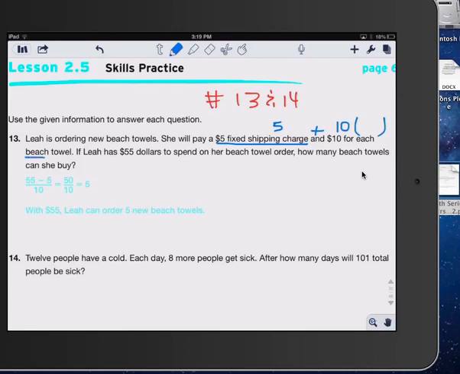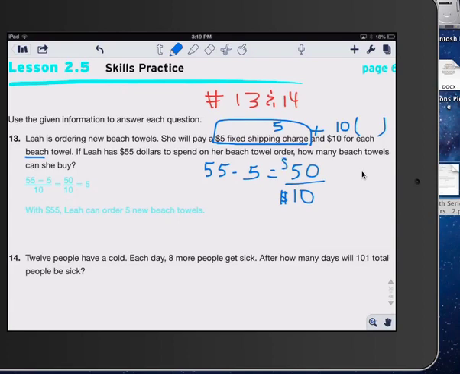If Leah has $55 to spend on her beach towel order, how many beach towels can she buy? Okay, so she has $55 total. There's a $5 shipping fee, so that's why it's 55 minus $5 automatically for the shipping. That leaves you really only $50 left to order the towels. And with $50 at $10 each, let's divide it by 10 because they're $10 each.